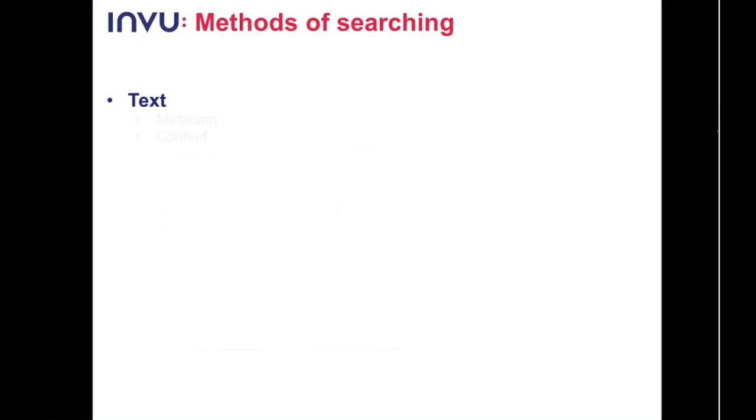Text, which is broken up into sort of 3 subsections: metadata, content, and combined. The text search uses its underlying technology. We use a component called DT Search. It's a pretty powerful tool out of the box, which is why we use it in Invu.